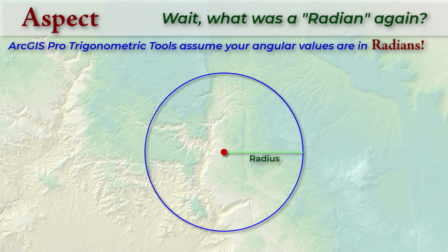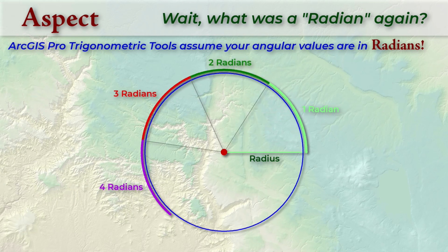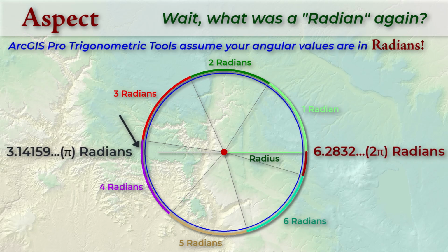If you drew a straight line from the center of the circle to the edge, or the radius, then you draped that straight line around the edge of the circle, that would be 1 radian. To go halfway around the circle requires 3.14159 radians, or in other words, pi radians. To go all the way around the circle is 2 pi radians.